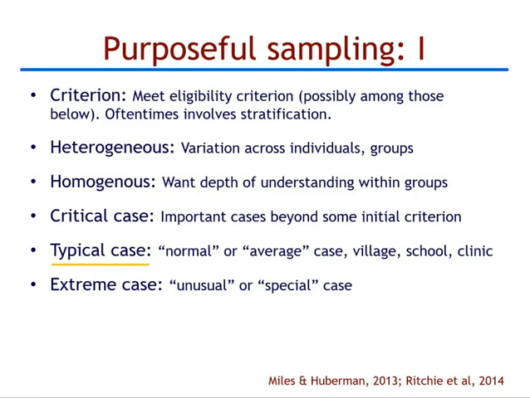Typical case sampling highlights what is normal or what's average. For example, selecting typical clients of a program or selecting refugees from the countries that are most represented. In extreme or deviant case sampling, we select very unusual or really special cases that could be enlightening. So for example, selecting the clinics with the best and the worst health outcomes.